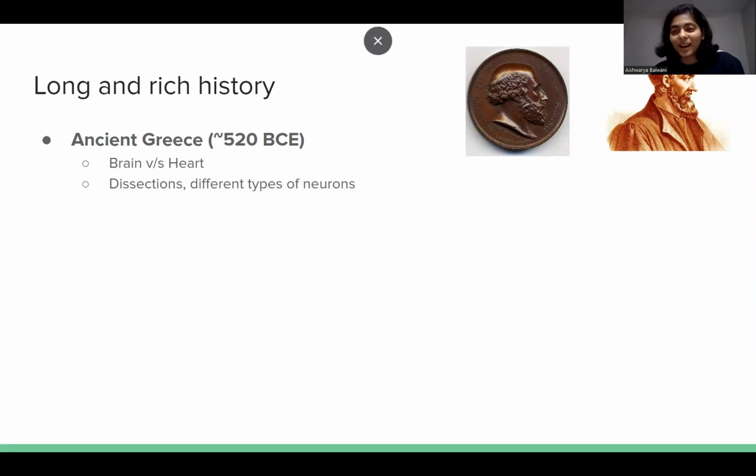And then there's this guy called Galvani, who was very fond of dissecting different animals and was one of the first people to show that there are different types of neurons inside the brain. So it's not just one particular type of neuron that does everything, but depending on where in the brain you are and what function that particular part of the brain is doing, you need different types of neurons.